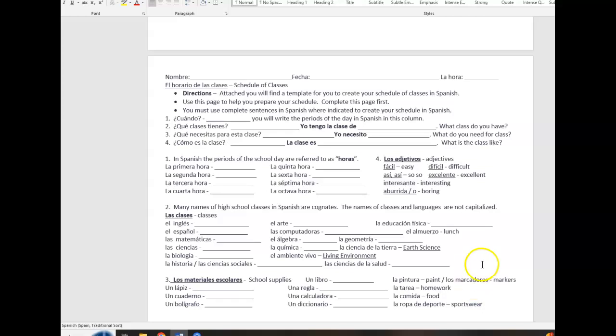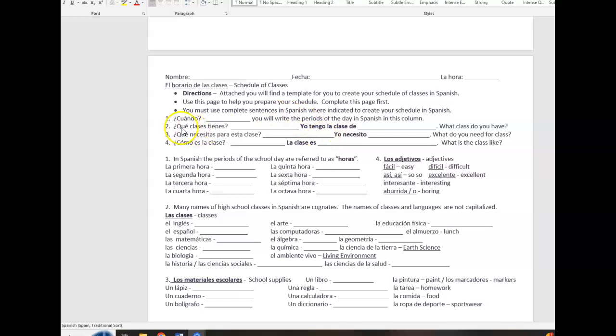So going up to the top to this paper, ¿cuándo? is asking when. ¿Qué clase tienes? is asking what class do you have? ¿Qué necesitas para la clase? is asking what do you need for this class. And then ¿Cómo es la clase? is asking how is the class, but again, this last question you do not need to include. You do not need to answer.